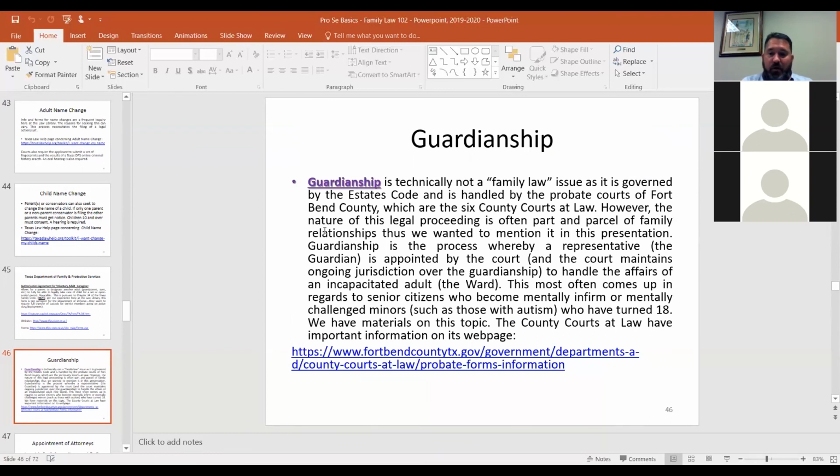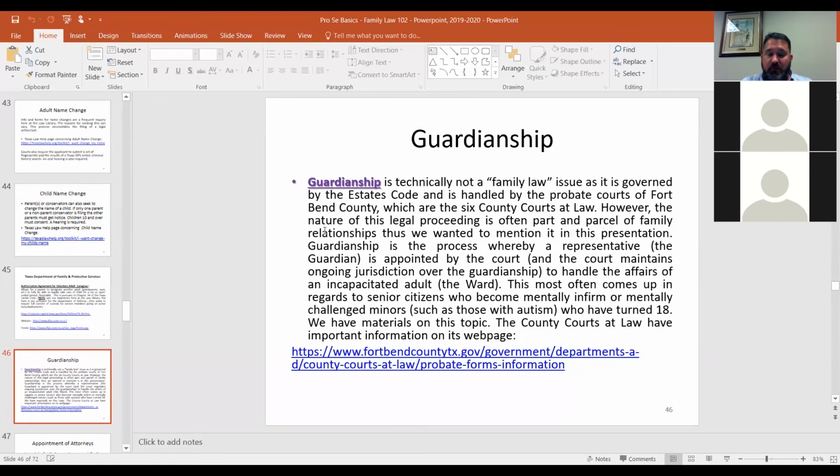Guardianship, it's not part of family law, really. It's technically covered by the state's code, but since it's something that's so close to family relationships, say the care of someone who has become mentally infirm, those are covered actually by the probate courts, which are the county courts at law. But I just did want to mention it. We have information and forms regarding that.